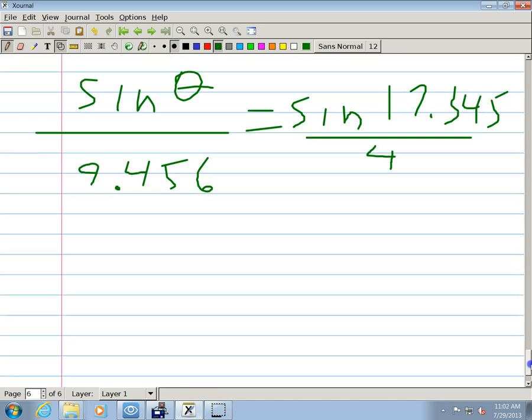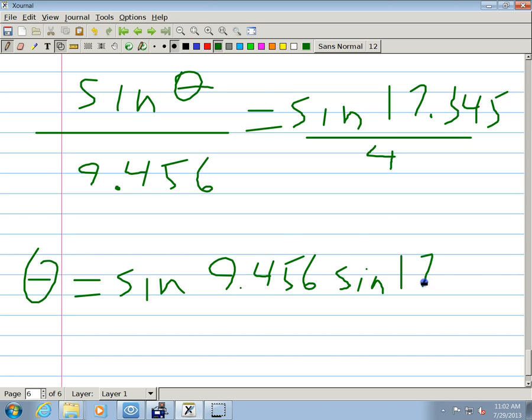So how to get the theta of the engine? The direction that you have to aim that 4 Newton engine. Cross multiply, or in fact, simply multiply by the 9.4 and arc sine, right? So theta, that's not a theta. Theta is the arc sine of 9.456 times the sine of 17.345 degrees all over 4. All right, that's the sine of theta. I should say I want the arc sine.